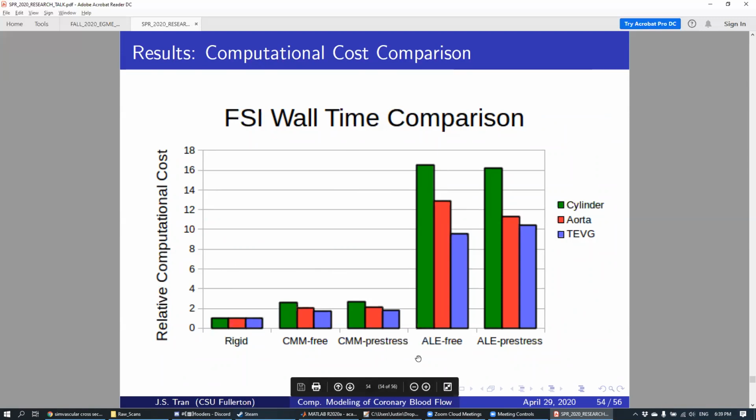For the CMM, because it's not really a true multi-physics, you can knock out those simulations a lot faster, and the cost increase is less than 3. So you still incur some cost increase, but it's not nearly as severe as running an ALE simulation. This illustrates that if you do want to run true multiphysics, you have to be prepared to pay for it in terms of time or computational cost.